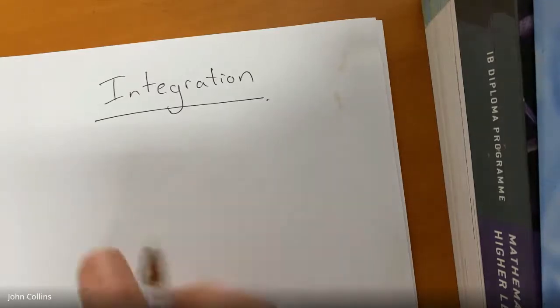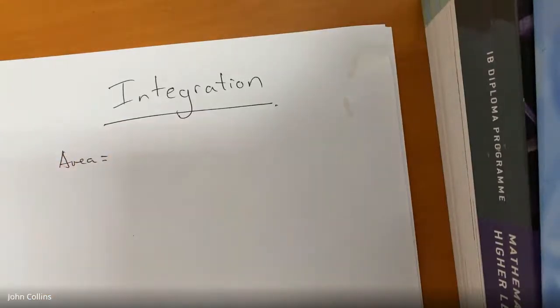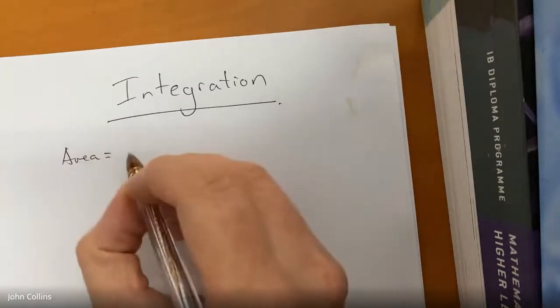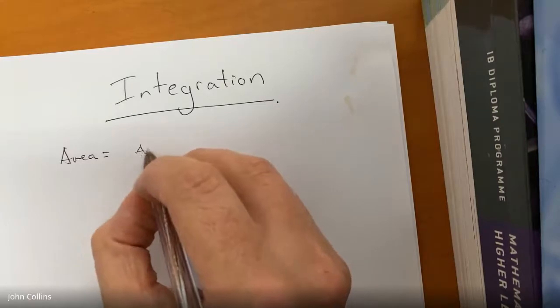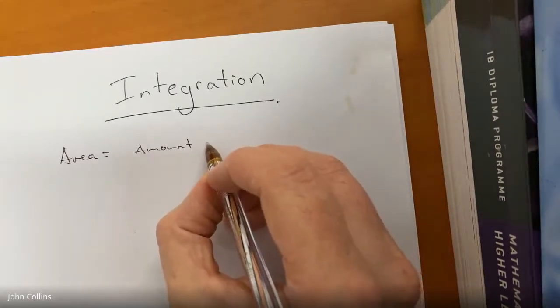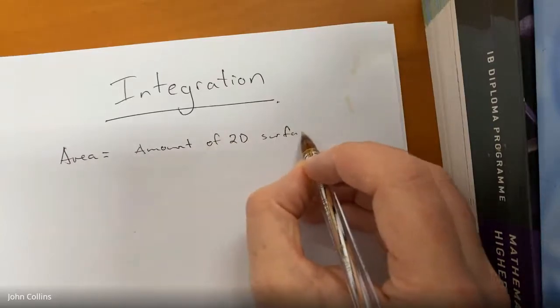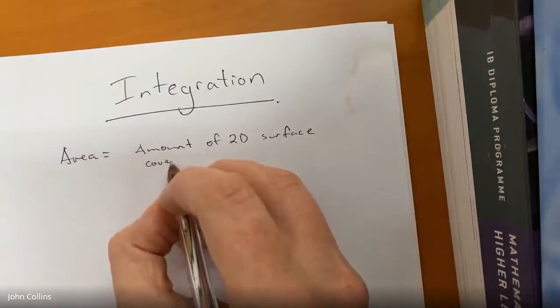All right, let's talk about area. Anyone define area in general? The amount of surface covered, amount of two-dimensional surface covered by a figure.